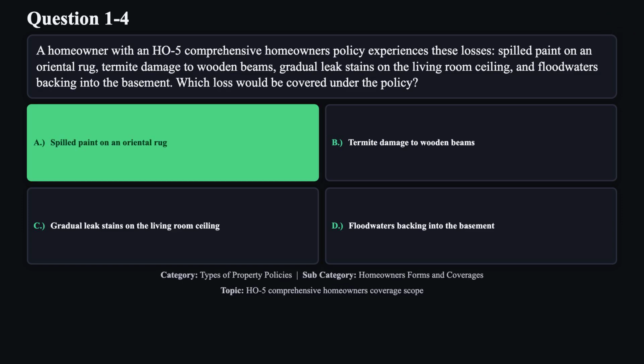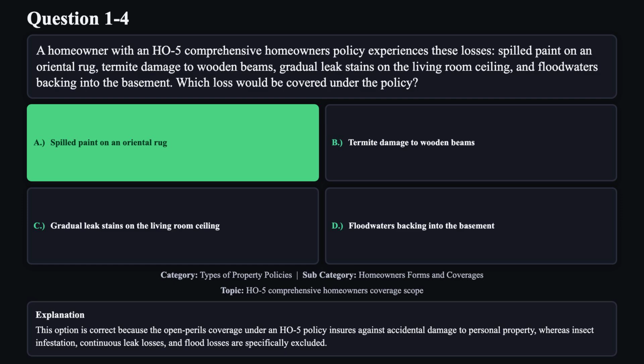The correct answer is A. This option is correct because the open perils coverage under an HO5 policy insures against accidental damage to personal property, whereas insect infestation, continuous leak losses, and flood losses are specifically excluded.